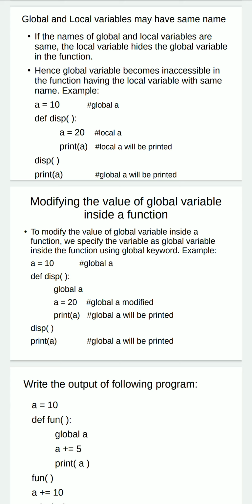So this definition will be skipped, and after definition there is a calling of disp function, and from this line the disp function will start running and global a will be modified and printed. After this calling there is again a printing of a in the main program, and this a will be printed as the modified value of a because we have modified the value in the disp function. So 20 will be printed here also.